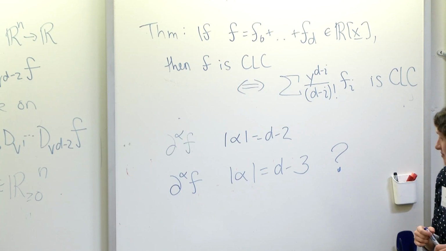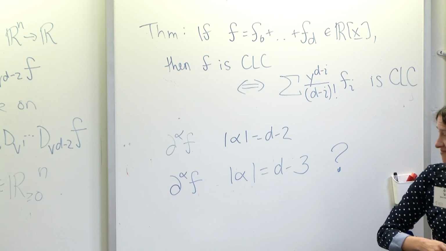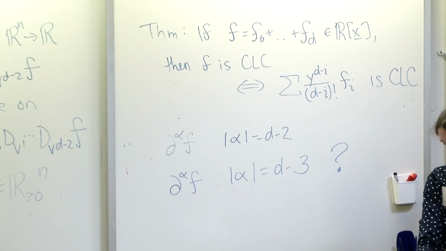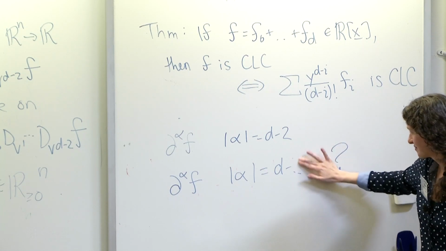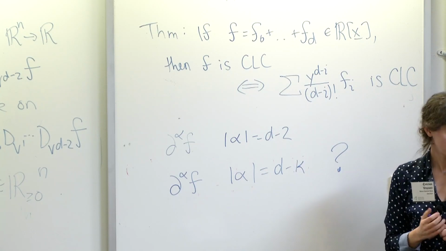That's a question that makes sense. So it could be like K level: you differentiate n minus k times, and you get a stable polynomial of degree k.